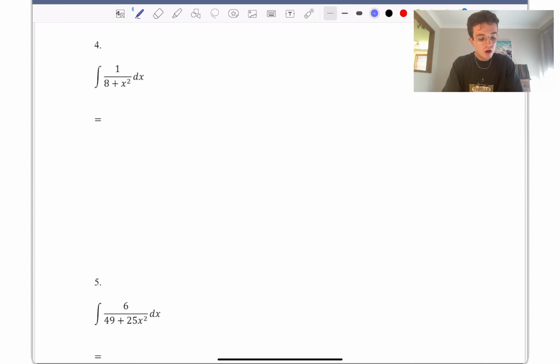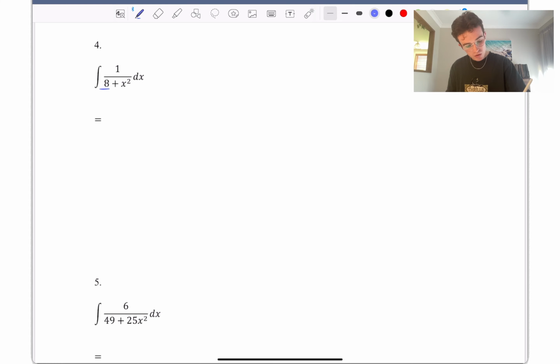Okay, the integral of 1 over 8 plus x squared. Now again, you might think it's pretty pointless to do what I'm about to do, but when they get harder, you'll be thanking me because it makes it a lot easier. So again, we want a 1 here. Our formula has a 1 there.